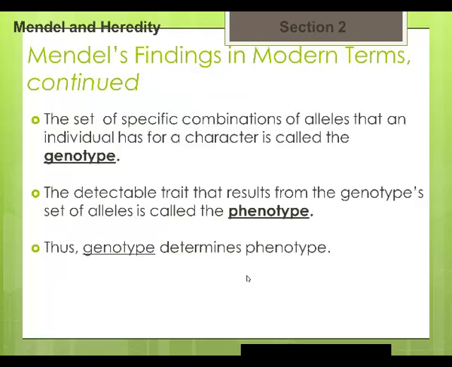The specific combination of alleles that an individual has for a character is called the genotype. Whenever we write out the genotype, that's when we write those letters. A detectable trait that is exhibited is called a phenotype. And the genotype determines the phenotype.